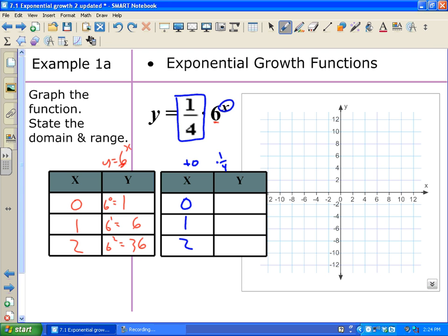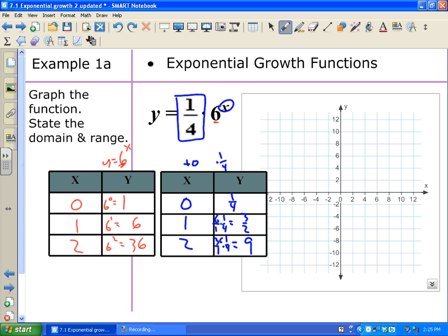So my y value 1 times 1/4 is 1/4. My y value 6 times 1/4 is 6 over 1 times 1/4, which is 6 over 4 as a fraction, which is 3 over 2. Next up, I have 36 over 1 times 1/4, which is going to be 9. 36 over 4 reduces to 9. So those are my 3 coordinates.